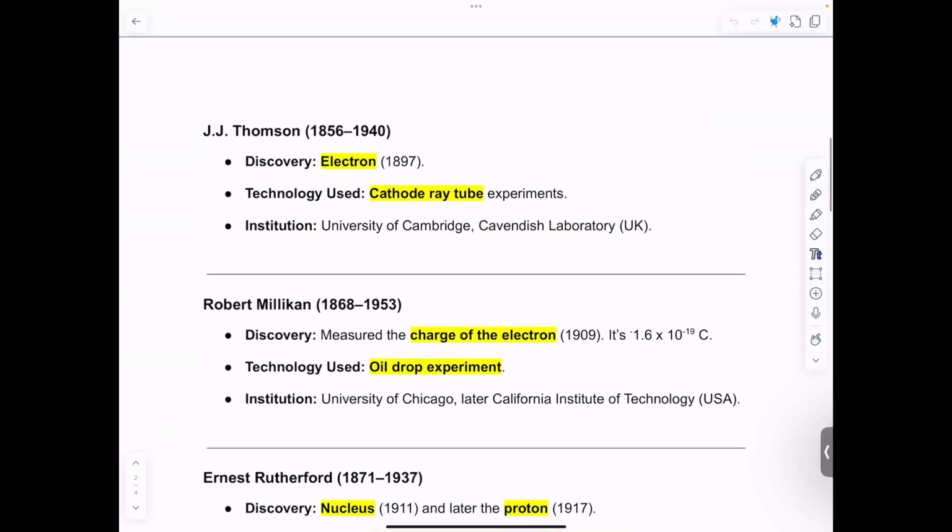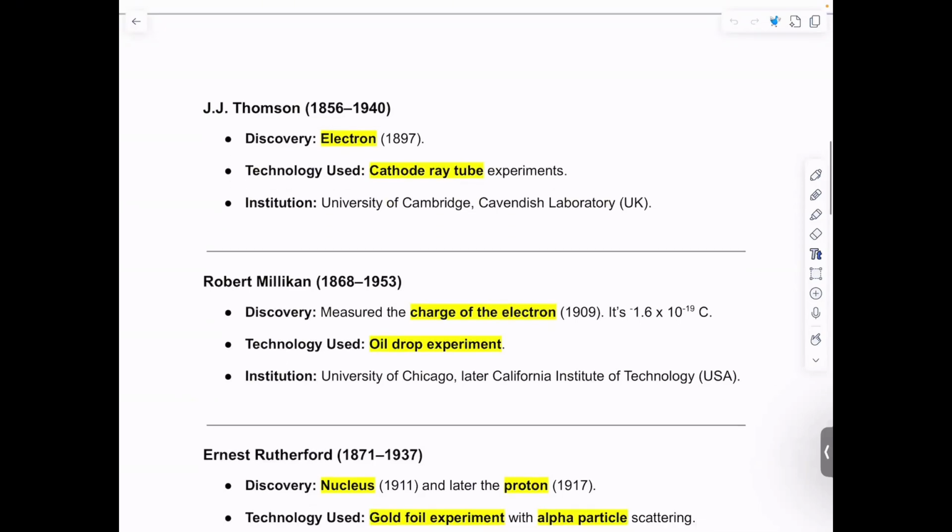Down to J.J. Thomson. I'm going to basically breeze through the rest of these, and again, I highlighted them for you. J.J. Thomson was responsible for discovering the electron. He used cathode ray tube experiments, and I'm not going to go through the details of that. Generally speaking, you just need to know the person, what they discovered, and what technology they may have used at that time. So again, J.J. Thomson was responsible for discovering the electron, and he used the cathode ray tube experiments to make that discovery. Okay, and he was at Cambridge.